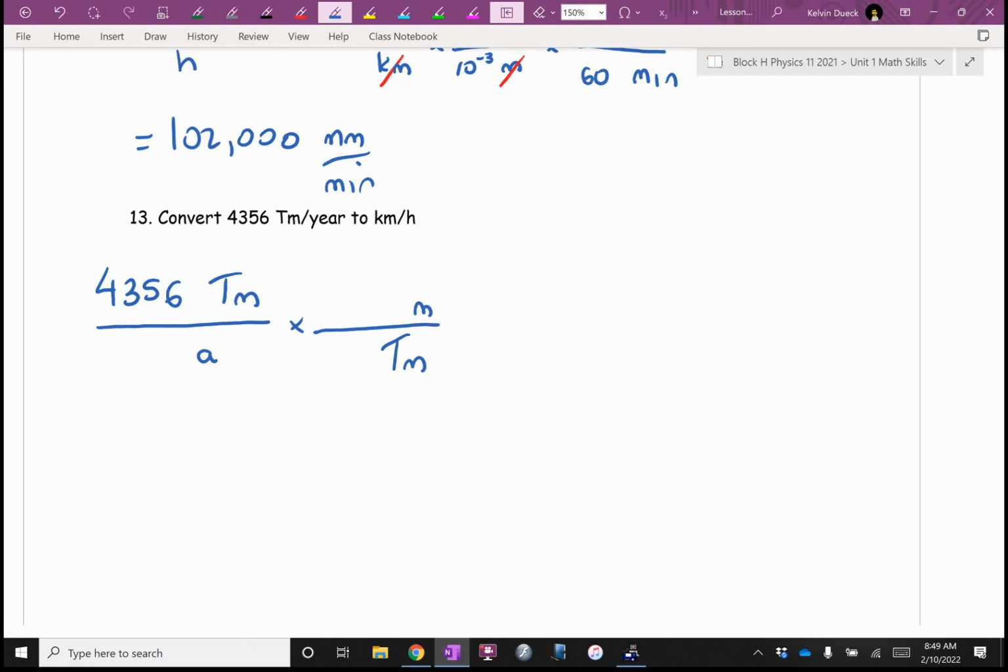I've got a dumb way I can remember that in a pinch. And remember, the 10 to the 12th goes where the tera isn't. Now I'm going to get rid of meters and bring in kilometers. Kilo, 10 to the 3rd, yes? That's kilometers per year. I want to convert years to hours.